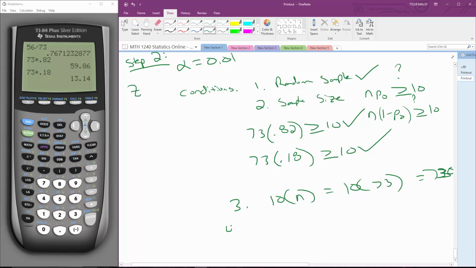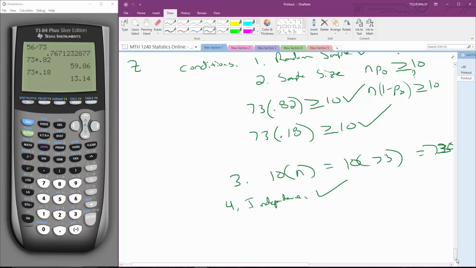And then 4, we check independence, and there's nothing here to suggest that one observation or measurement has any influence on another. So this looks to be met. So we met all our conditions, and now we can start to proceed.